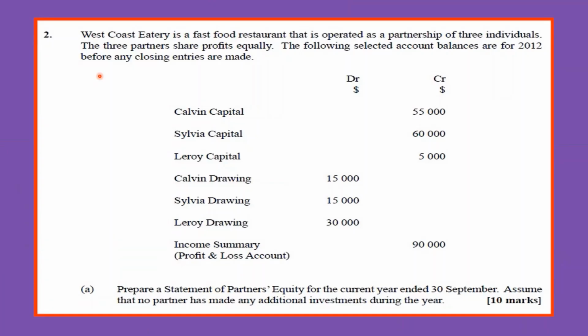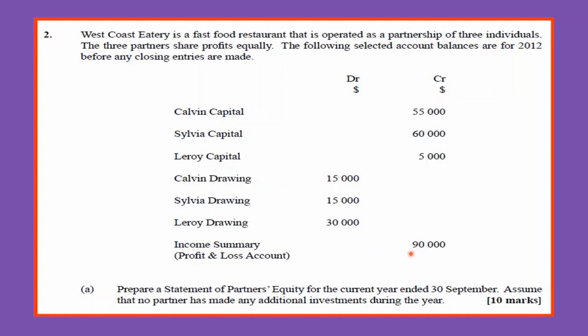The West Coast Eatery is a fast food restaurant that is operated as a partnership of three individuals. The three partners share profits equally. The following selected account balances are for 2012 before any closing entries are made. And we are given the capital of the three partners, Calvin, Sylvia, Leroy, and then we are also given their drawings and an income summary, profit or loss. They share profits equally, so that's the profit sharing ratio. The income summary is another name for the profit and loss account.